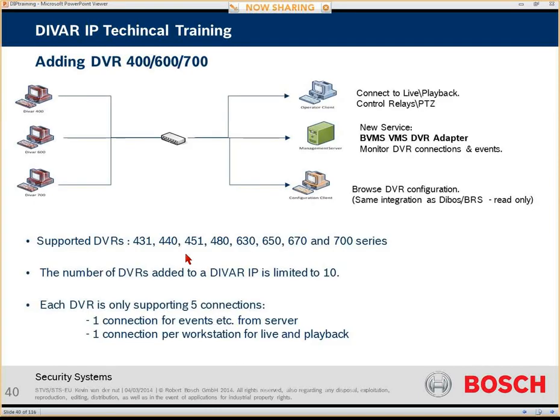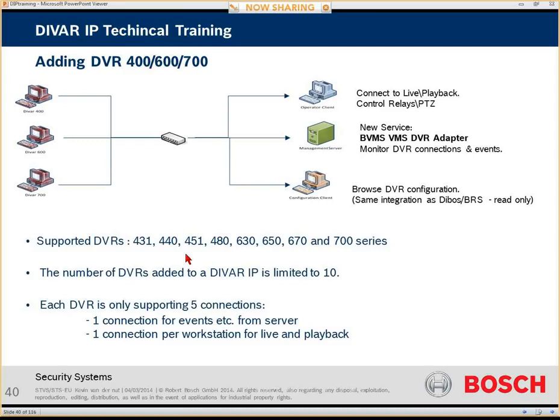Then we have the option to add DVRs into the configuration. We have support for our 400, 600, and 700 series devices, and there will be several services running in order to successfully set up a connection to this Divar unit. These of course will already be pre-installed, and there is no need for you to start addressing the setting up of the services, because everything with the Divar IP comes pre-configured.